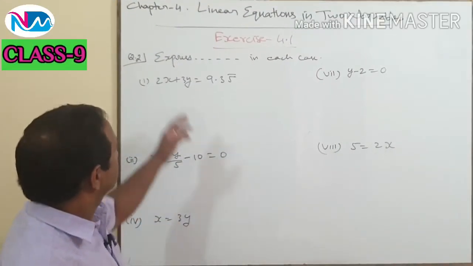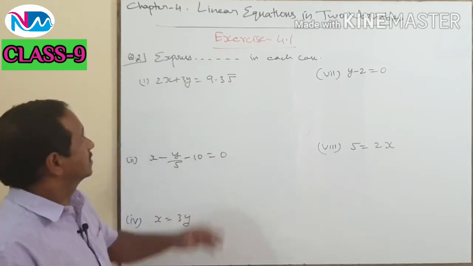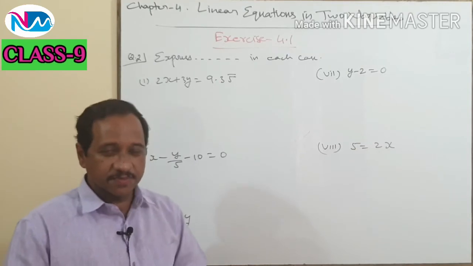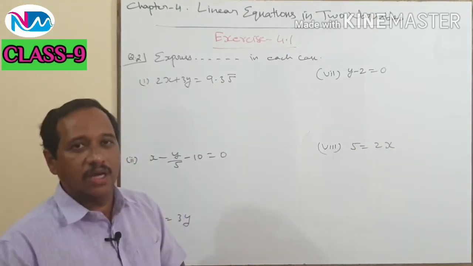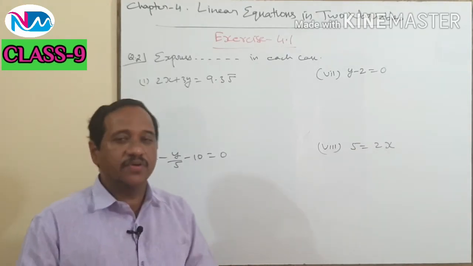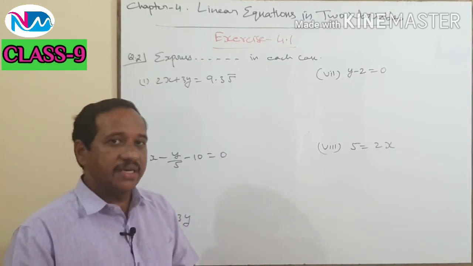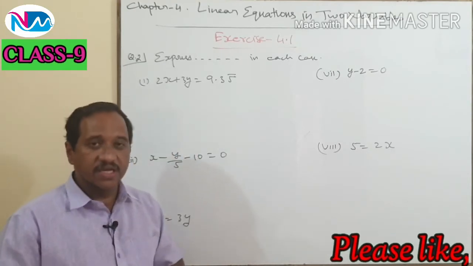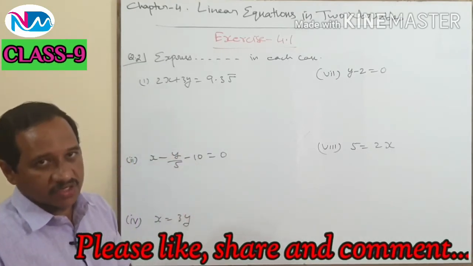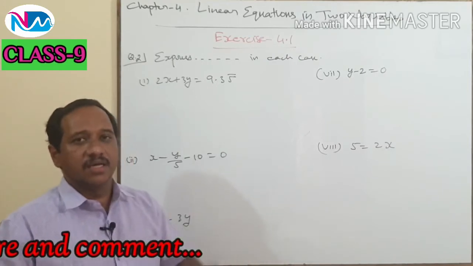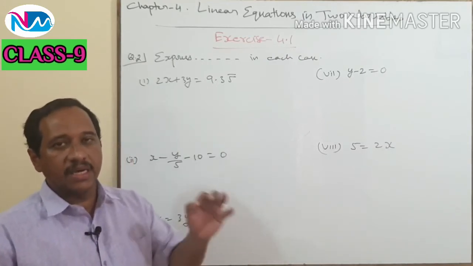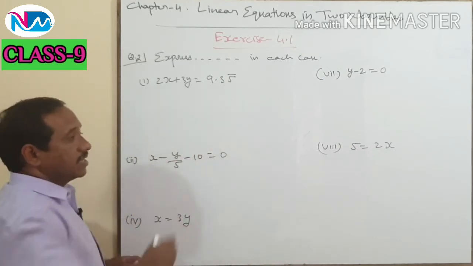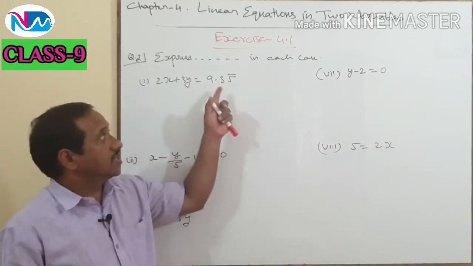The next and the last question of exercise 4.1 is: express each of the following equations in the form of ax plus by plus c is equal to 0 and hence indicate the values of a, b and c in each case. The question is to write the given equations in the standard form of a linear equation in two variables and hence write down the values of a, b and c. The first equation given is 2x plus 3y is equal to 9.35 bar.